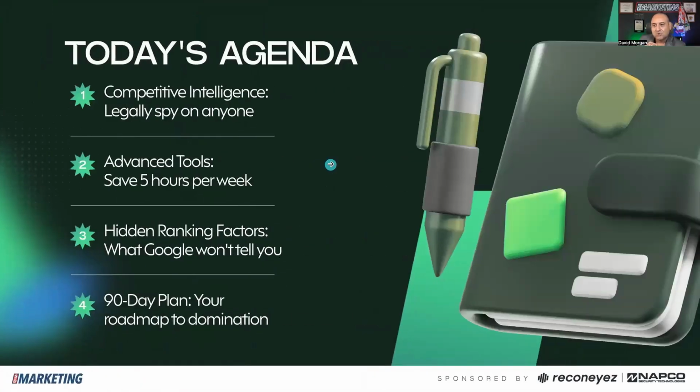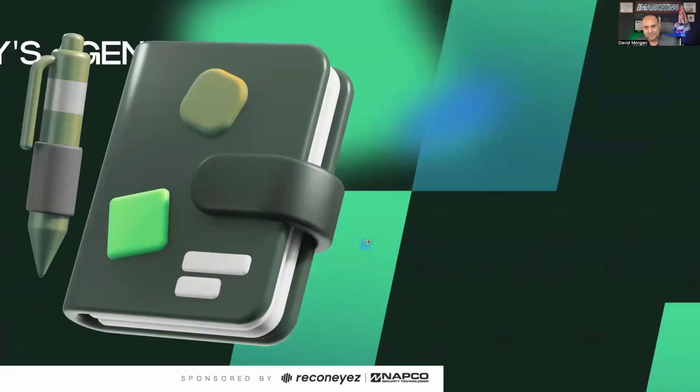Okay. So in terms of today's agenda, there are going to be four high-level things that we're going to be discussing. Competitive intelligence, how we legally spy on any of our competitors. We're going to talk about some advanced tools. And remember, the name of the game, and it's not just me saying that, we've said that, time is our worst enemy. That's key. And what are some of the hidden risk ranking factors and what's our actual game plan?